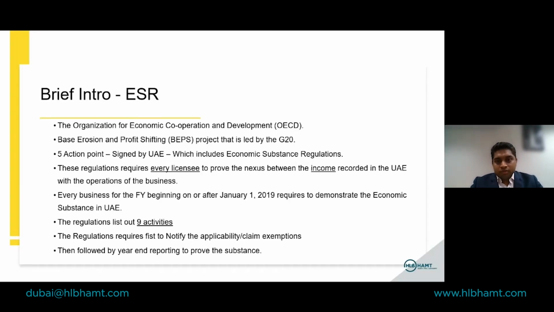So, a brief on ESR. As you know, there is an organization called the Organization for Economic Cooperation and Development, which takes into account global economic development and economic cooperation between countries. One of its primary objectives is to avoid any kind of tax malpractice, mainly referred to as BEPS, base erosion and profit shifting. I would like to explain this with an example where a company tries to shift profit from a high tax regime to a low tax regime.